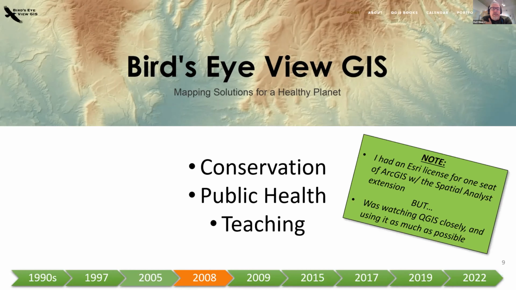And so in these early days of my business, I did have an Esri license for 1 seat of ArcGIS with the spatial analyst extension. But I used to joke, if I could shed that, I could take a month vacation for what I was paying for the license. And so I was watching QGIS closely and using it as much as possible.